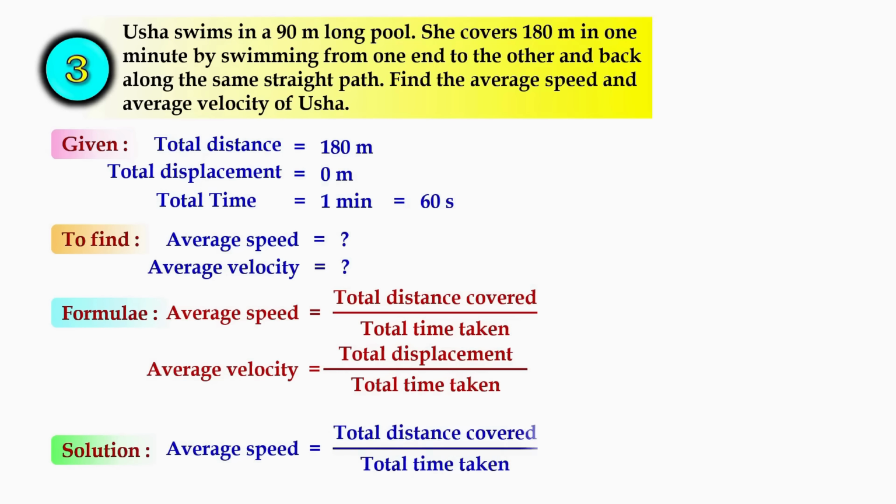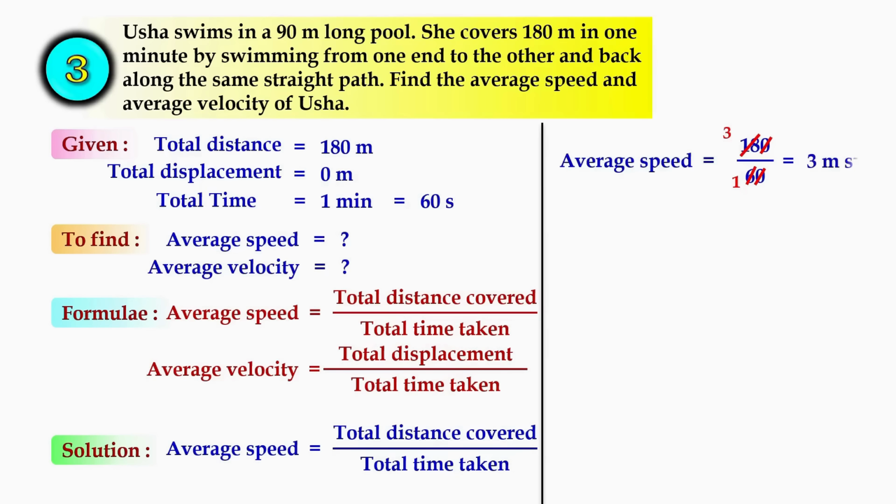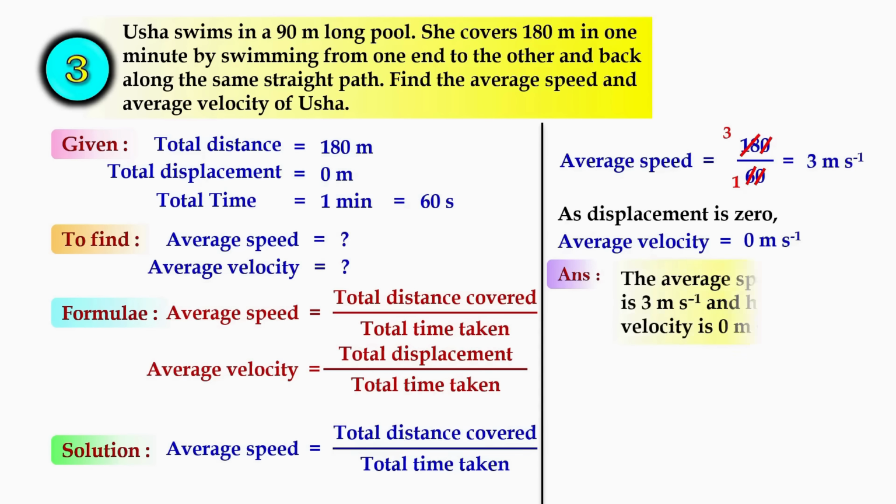Next, let us calculate the average velocity. Average velocity is defined as total displacement divided by total time taken. Here, the displacement is 0 because Usha returns to her starting point. So, 0 divided by 60 gives 0 meters per second. Therefore, we can conclude that the average speed of Usha is 3 meters per second and her average velocity is 0 meters per second.